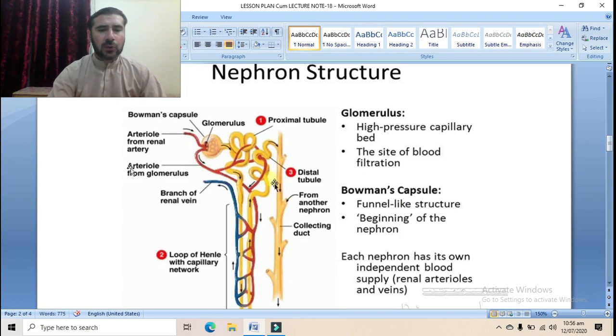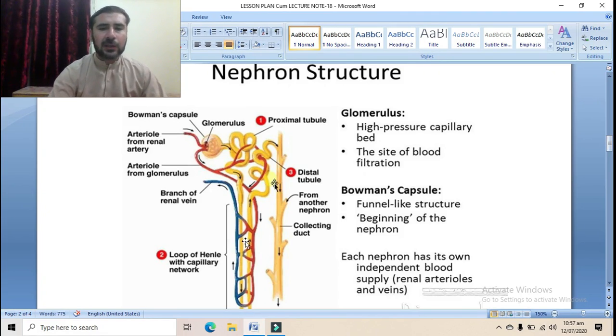This is the arteriole, this is the efferent arteriole. It will divide and redivide and will form peritubular capillaries. These peritubular capillaries will wrap around the proximal tubule and the distal tubule. Then they will move down and then they will move up again. This specialized area which is moving downward and upward is known as vasa recta.